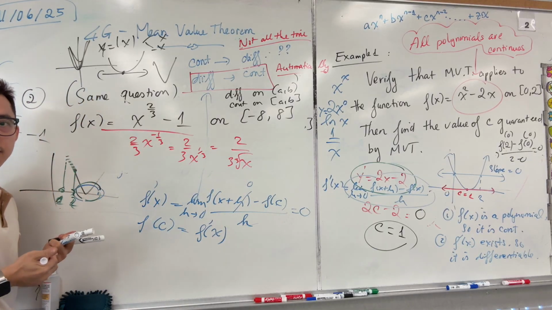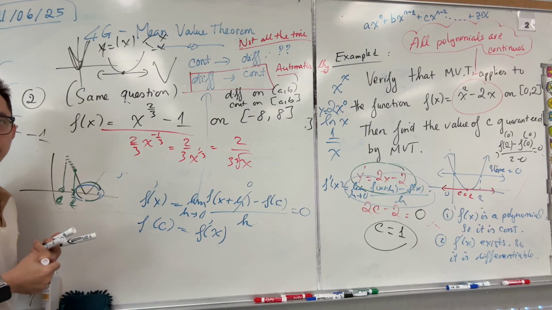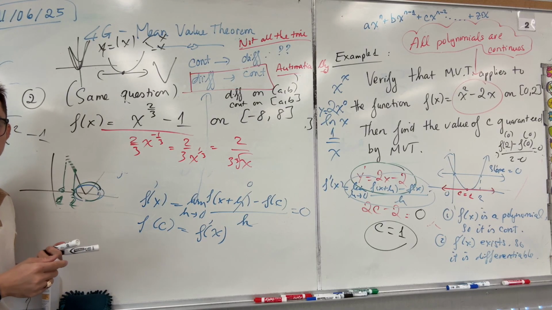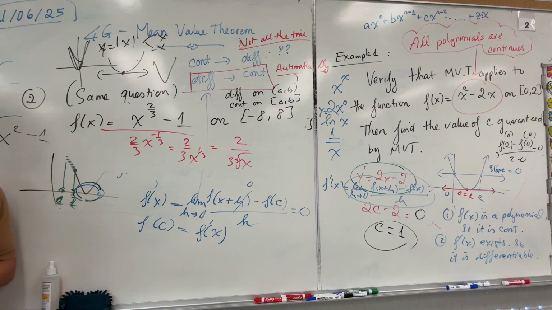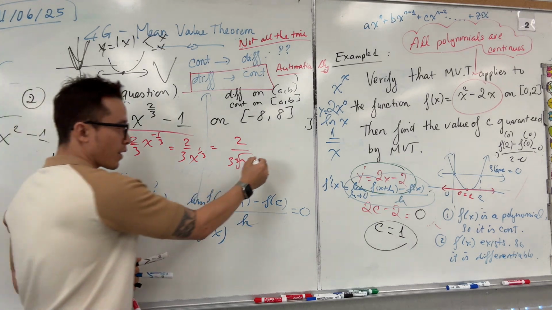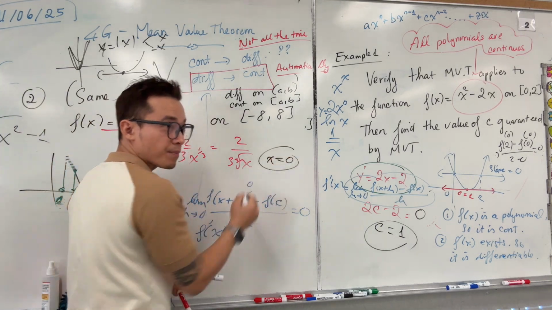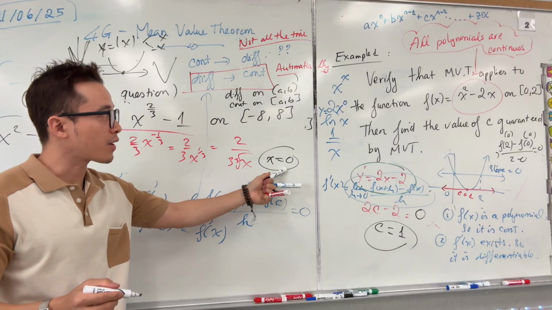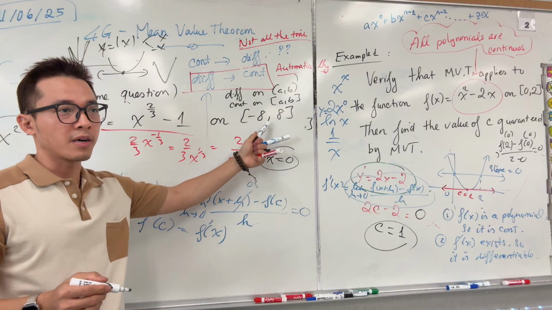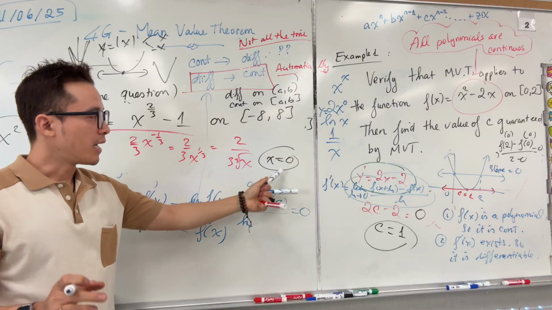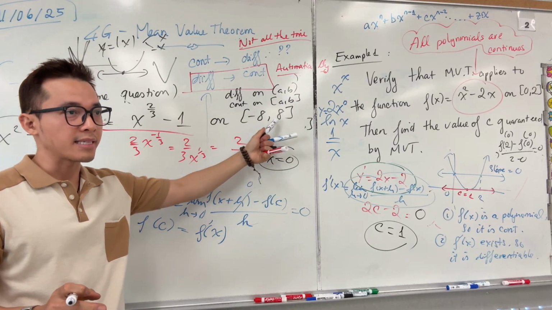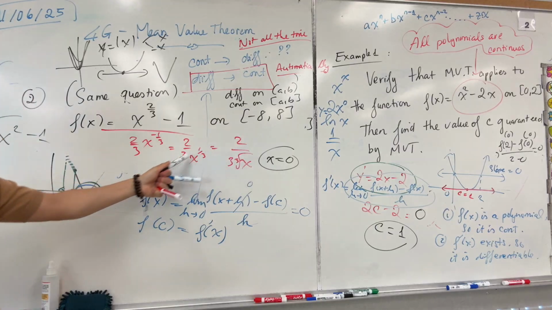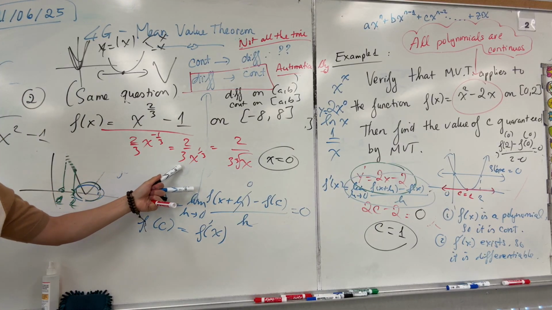Is it always defined? When is it undefined? When x is 0. Now, you cannot immediately conclude that it does not exist. You need to check if 0 belongs to the interval they're looking for. Is 0 in between -8 and 8? Yes. Then this is not differentiable. You know what I mean?